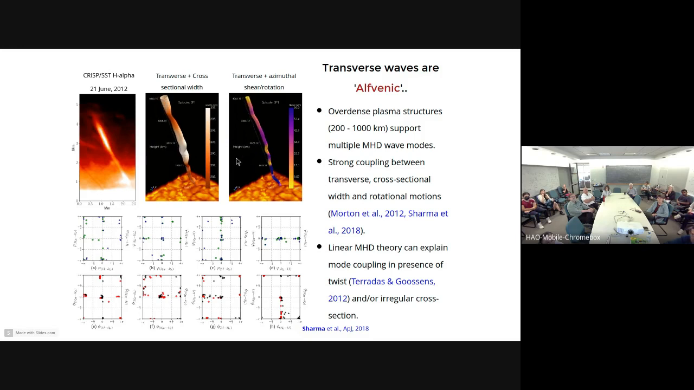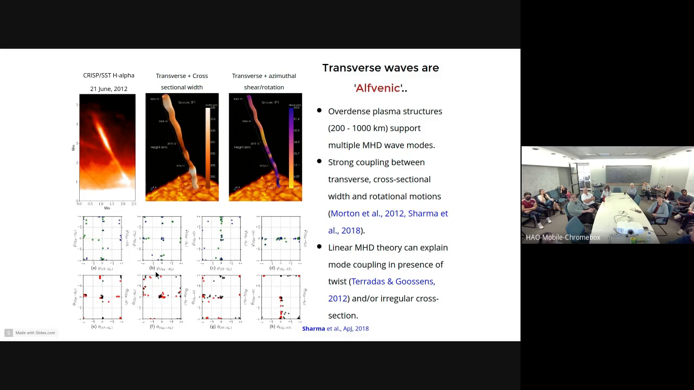Here we can see that these transverse motions are not acting alone, but are acting in combination with the cross-section width variation, and also in combination with the rotational motion, which is perceived as rotational Alfvén waves or Alfvénic waves. At the bottom, we have the phase relationship between these motions in both the frequency domain and the wavenumber domain. And you can see that most of these phase relations are concentrated near 0 or 180 degrees, plus or minus, which gives the impression that all of these motions are intrinsically coupled.